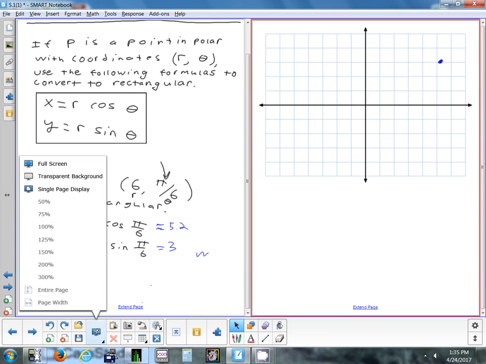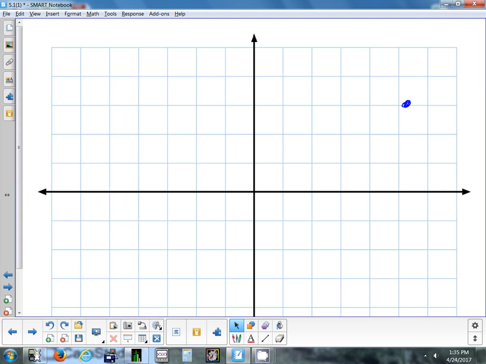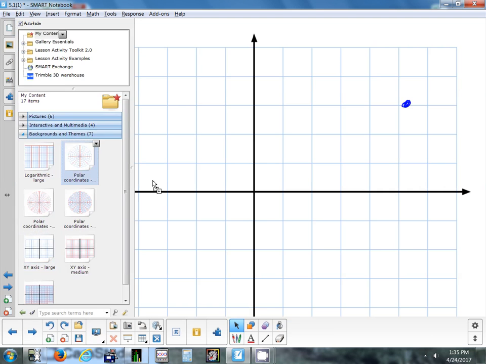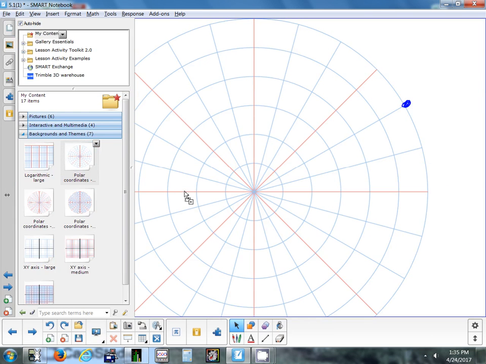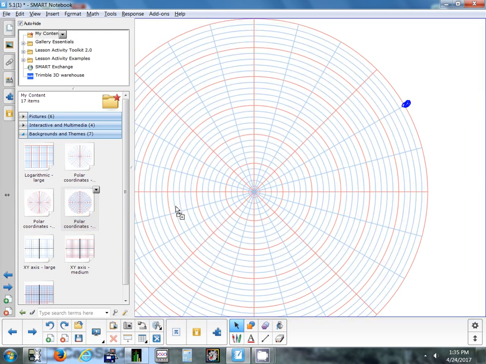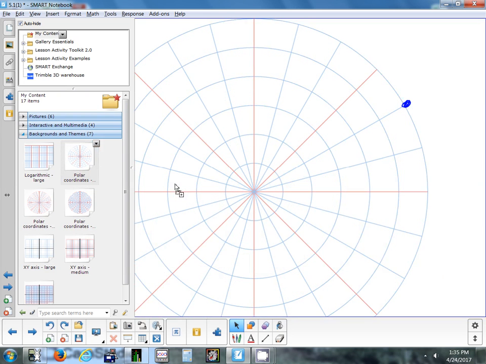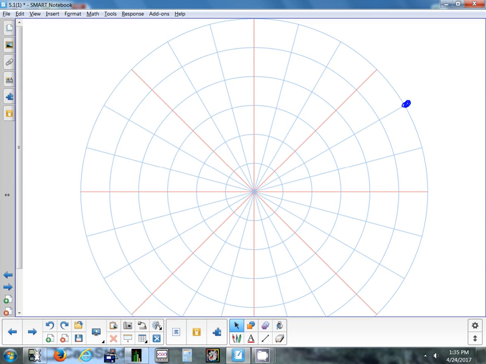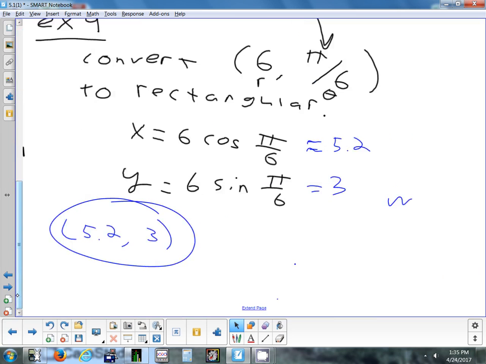Okay, so does that point look like it's at about 5.2 comma 3? Yeah. Right, so there it is in rectangular, and there's the same thing in polar. Okay, and this is a polar grid. On this one, I think they divide the circles into smaller circles, so you can really make a lot of circles if you want, but I've been using the biggest graph. Okay, so any questions on that one?